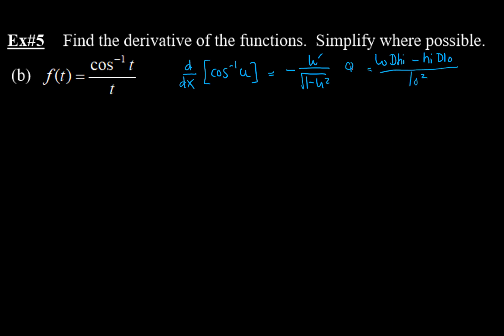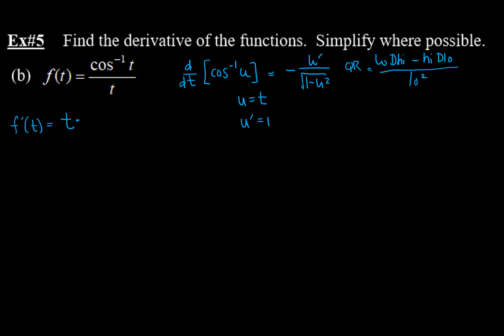All right, so that's that quotient rule. Let's combine those two. So f prime of t is going to be low d high. So the low times the derivative of the inverse cosine. Now in this case, keep in mind that u is t, and even though I'm sorry, I wrote this as the derivative with respect to x, but we are taking the derivative with respect to t. U prime is just going to be 1.